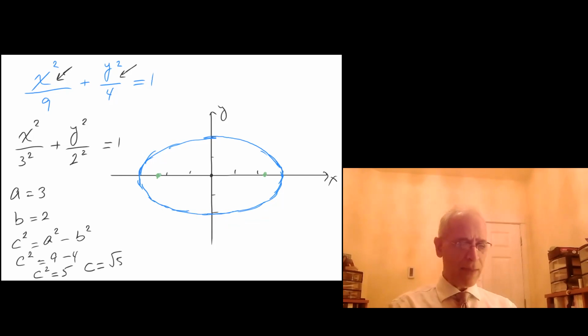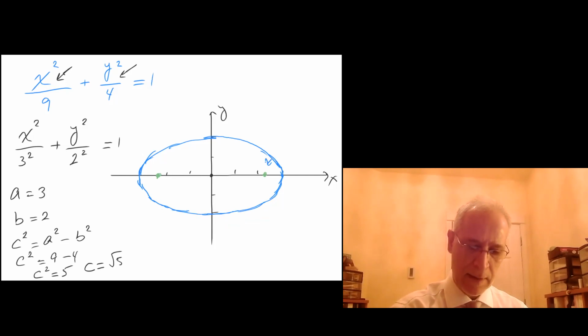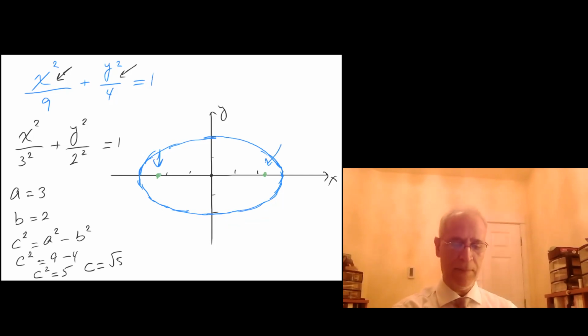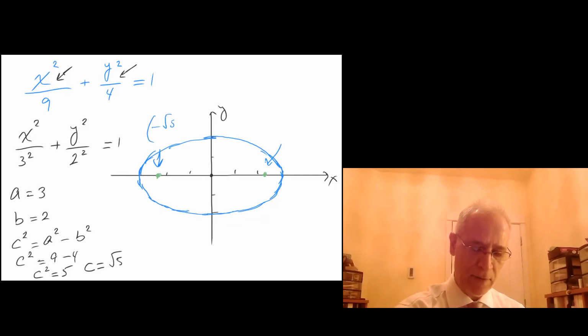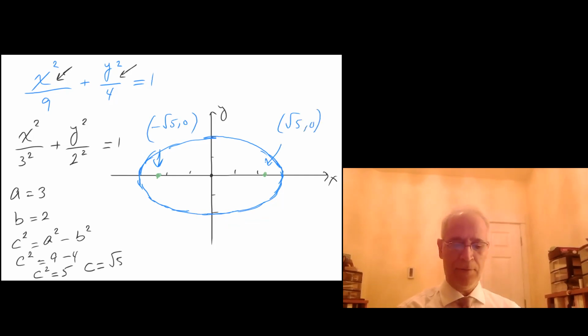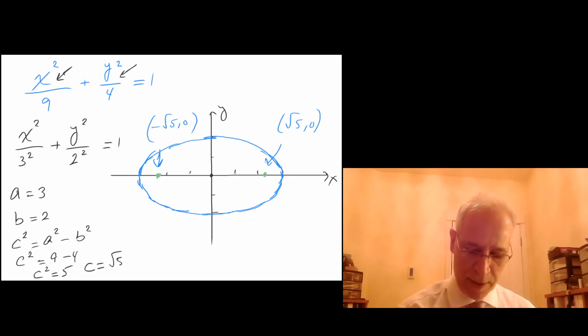Okay, so what are the foci? What is this value? And what is this value? This value right here is negative root 5 comma 0, and this value is positive root 5 comma 0. And of course, my major axis is right here.